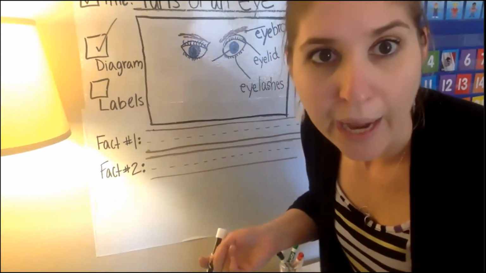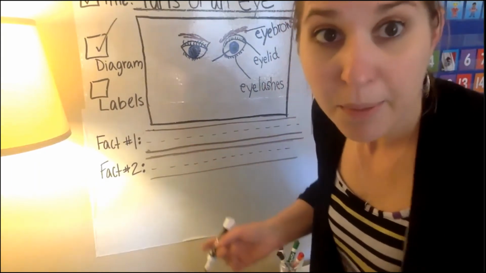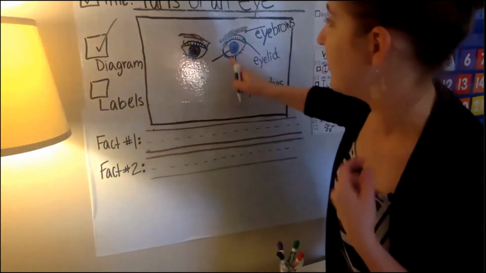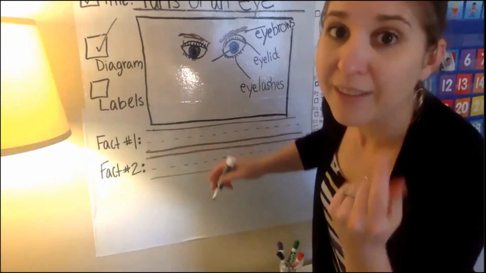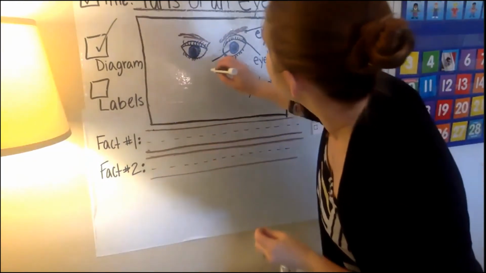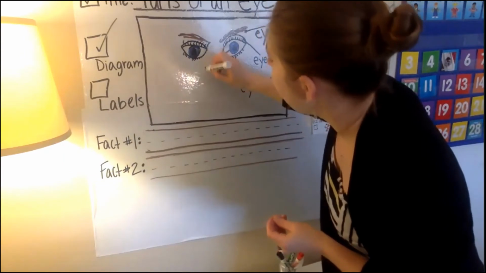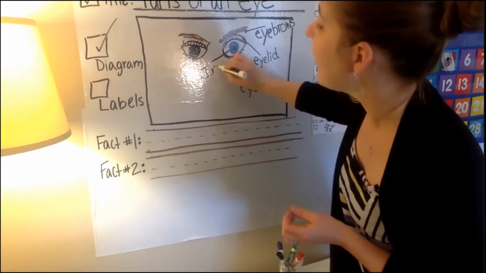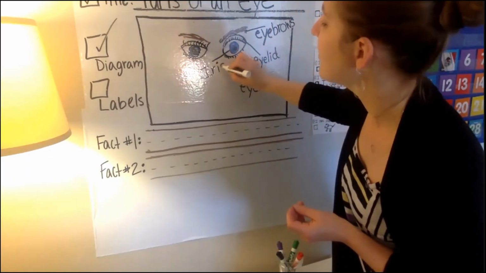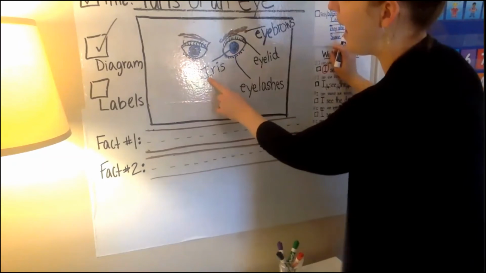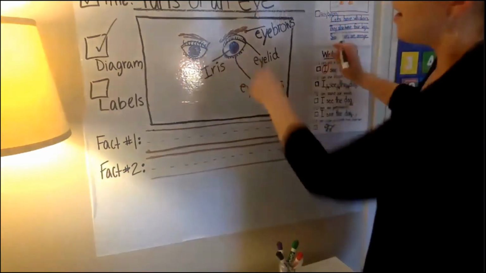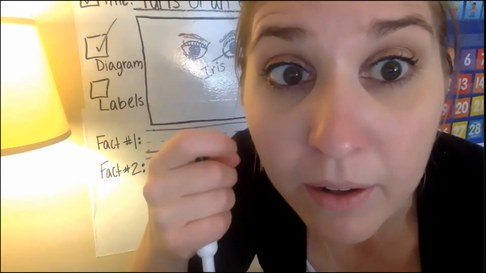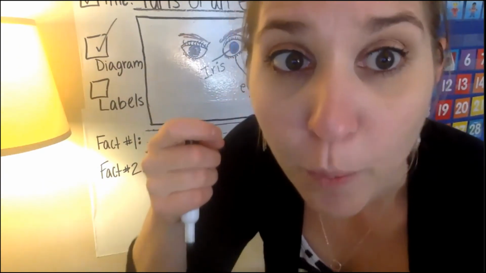Some people have blue eyes. Some people have green eyes. Some people have brown eyes. There's lots of different colors that the iris can be, but the color part is called the iris. So we're gonna say, it starts with an I, R, I, S, iris. And then the black dot in the very middle, that's called the pupil.